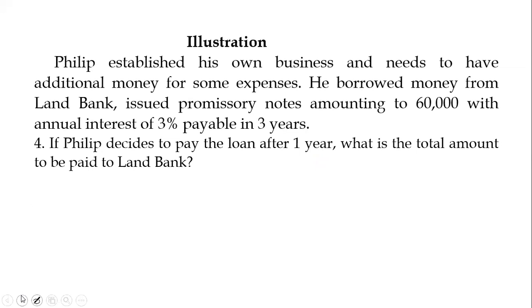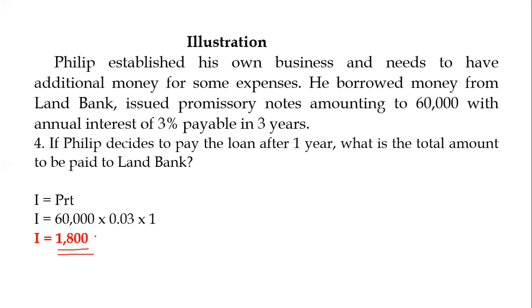If Philip decides to pay the loan after 1 year, no? Makalipas ang isang taon, sabi ni Philip, babayaran ko na yung aking loan. So magkano kaya ang kanyang babayaran? Of course, we need to compute first the interest na na-compute na natin kanina na 1,800 yung interest sa loob ng isang taon. So this is the amount na babayaran niya kay Land Bank. But of course, he needs to pay as well the principal or yung original amount. That's why i-plus lang silang dalawa, no? So the principal 60,000 plus yung interest na 1,800. So the total amount to be paid to Land Bank after 1 year is 61,800.